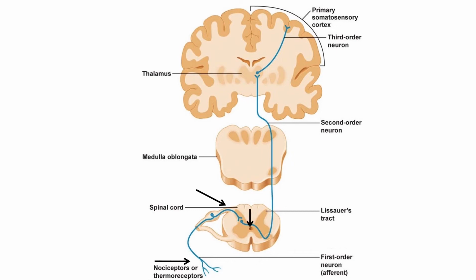This second neuron is going to cross to the other side of the spinal cord, and then goes up in the anterior nucleus, and then this is the second order neuron, which will end up in the thalamus. And the thalamus, the final destination of all sensations, will send the third order neuron into the primary somatosensory cortex of the parietal lobe.